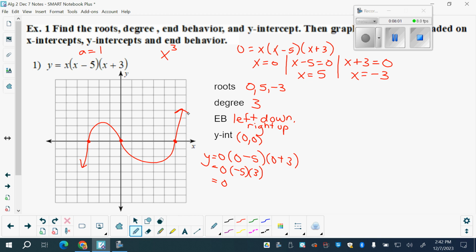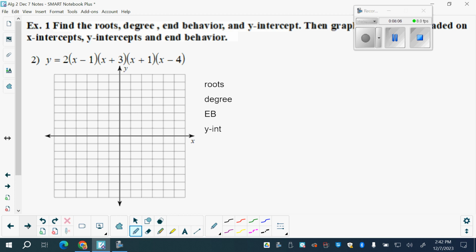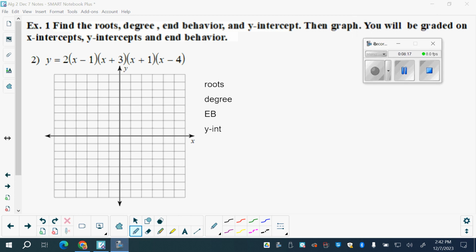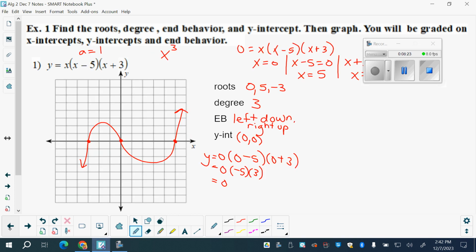Okay, can I go on to the next example? Okay, so now our equation is, let me talk about what this says here. It says find the roots, degree, end behavior, and y-intercept, then graph. You will be graded on x-intercepts, y-intercepts, and end behavior. So we don't care on this part how high it goes up, or this part how low it goes down. Those are called relative maximum and minimum. You will see that in pre-calculus.